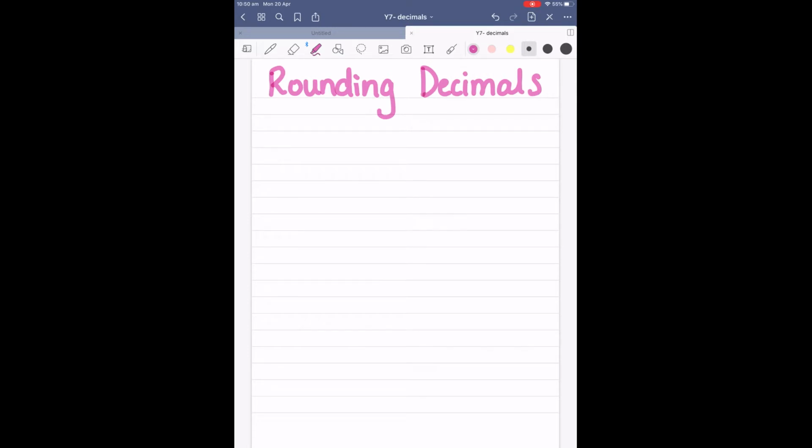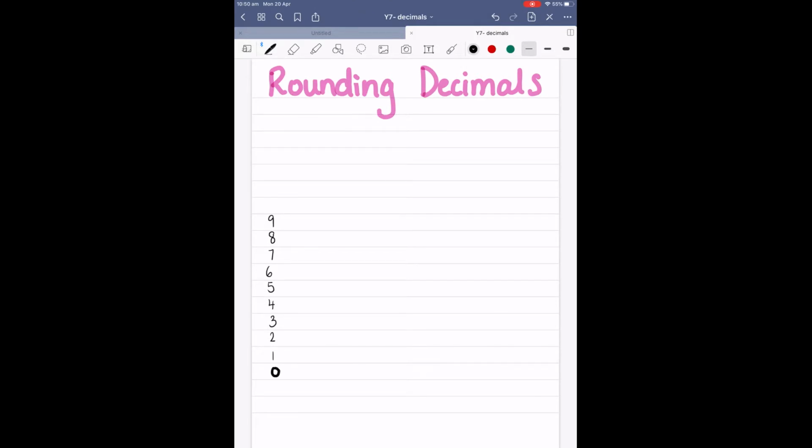Today what we are going to learn is how to round off decimals. There are a few things we need to know, and I'm pretty sure you have encountered this in primary school. What I would like you to draw for me is we start with 0, 1, 2, 3, 4, 5, 6, 7, 8, 9. Can you draw that for me?